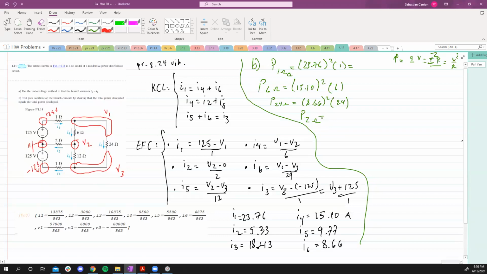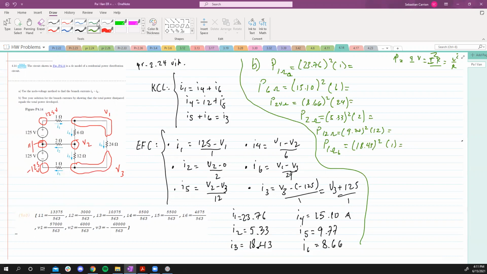But let's keep going. So current I2 is 5.33 squared times 2, and power dissipated across the 12 ohm, I5 is 9.77 squared times 12, and we got our 1 ohm B. You know, I3 is 18.43 squared times 1. Cool.